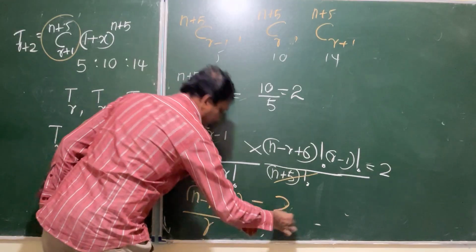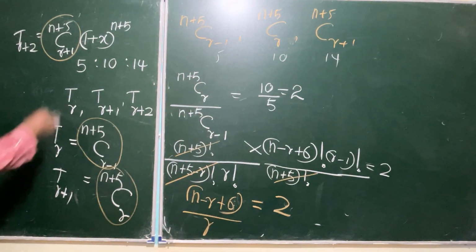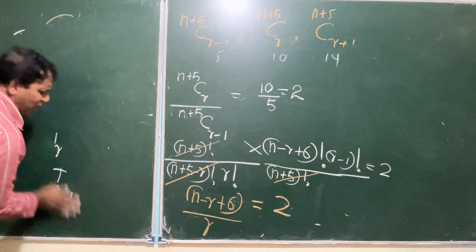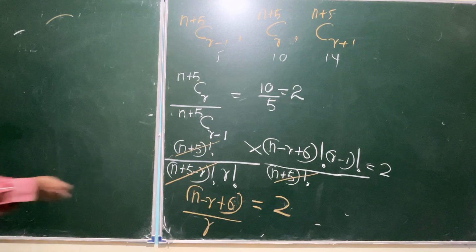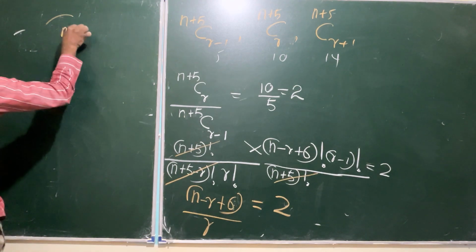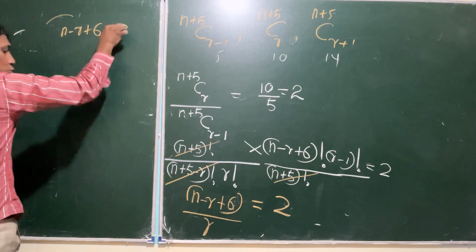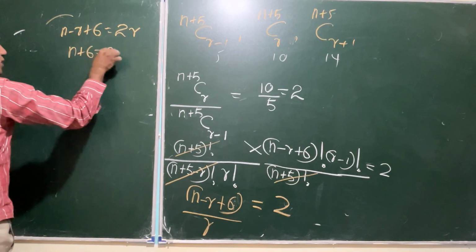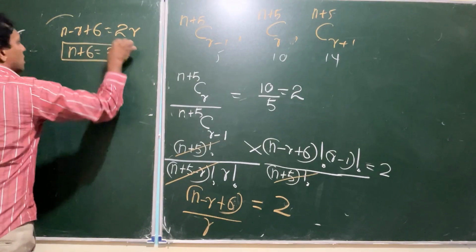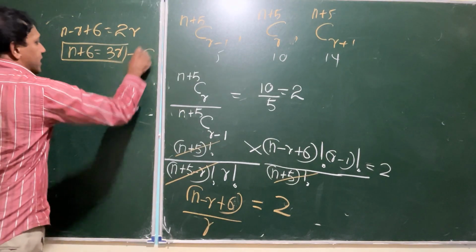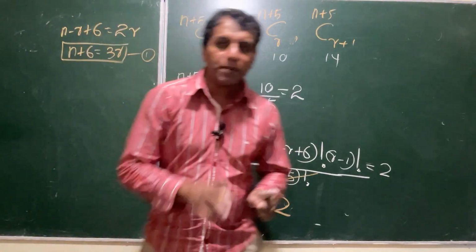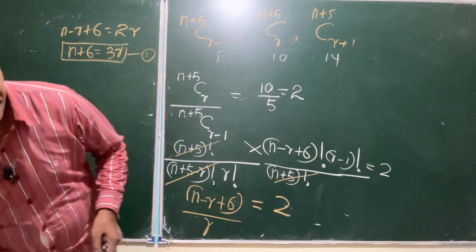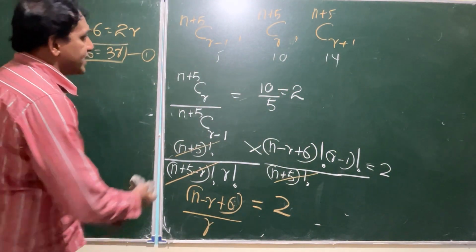Wow, nice work. Now, can you cross multiply and rearrange the form and get the equation in terms of n and r? So, cross multiplying becomes n minus r plus 6 equal to 2r, okay? Therefore, n plus 6 equals 3 times r, right? So this is the first equation I can collect from here. The idea is similar: you build up two equations and solve, and you can find both the n and r values. Okay, come back to the next equation.